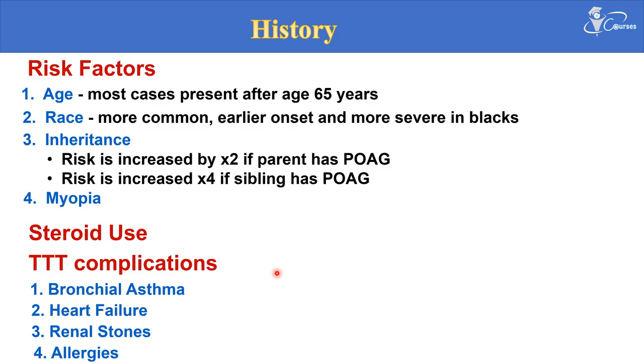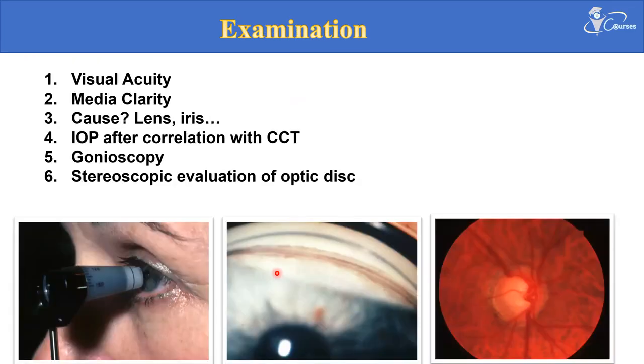Then the examination. You will just proceed with the examination as usual by recording the visual acuity, keeping in mind that primary open angle glaucoma will affect the visual acuity late in the disease. Checking for the media clarity, like the presence of hyphema or vitreous hemorrhage or cataract. These may be the cause of the high intraocular pressure. And then check for the cause, like for the lens, if there is any kind of lens-induced glaucoma, for the iris as in pigment dispersion syndrome.